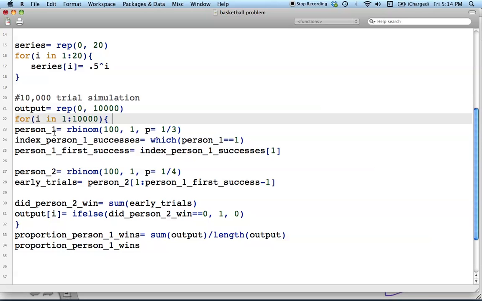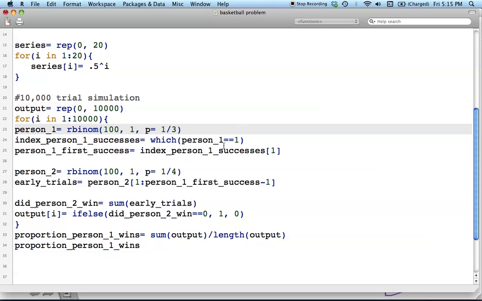And you might say, well, why go with 100? What if they kept missing over and over and over again? I'm going to suggest that that's probably not going to happen, and that if they have a 1/3 chance of making their shot, somewhere in their first 100 shots they're going to make a shot. And I'm happy enough with that for the purposes of this simulation, so that's what I'm going with.